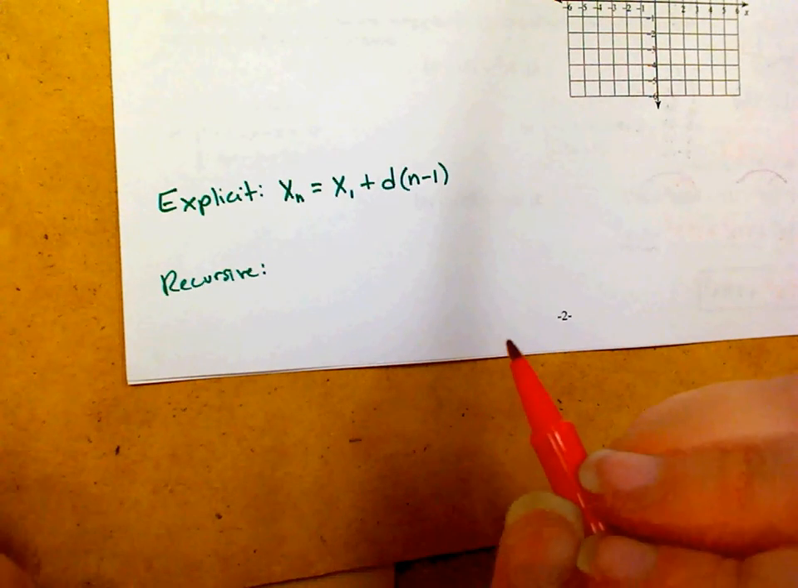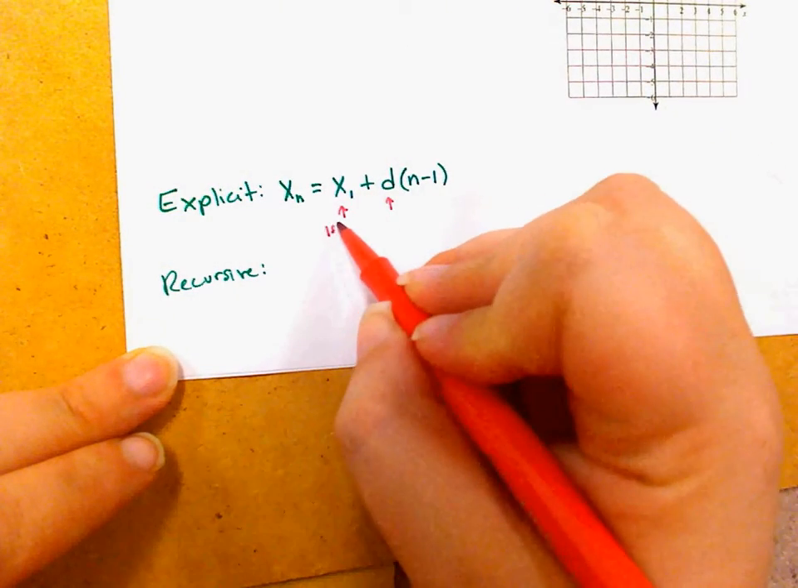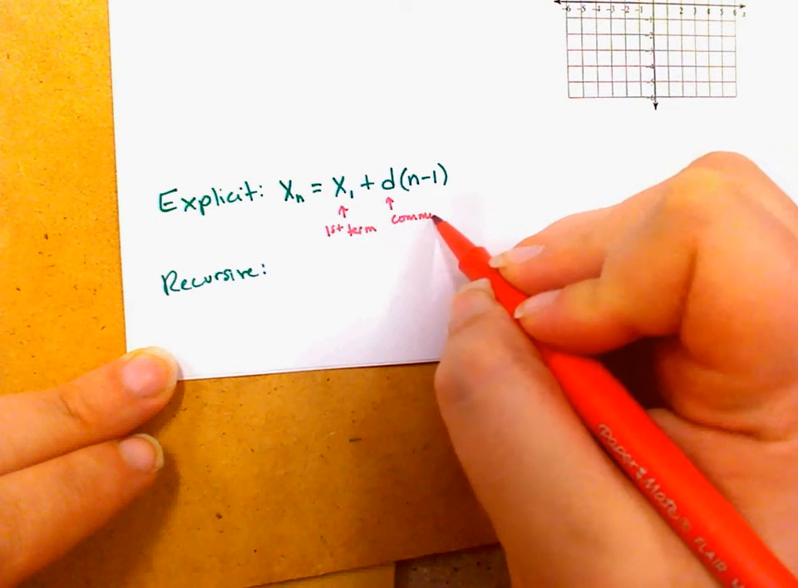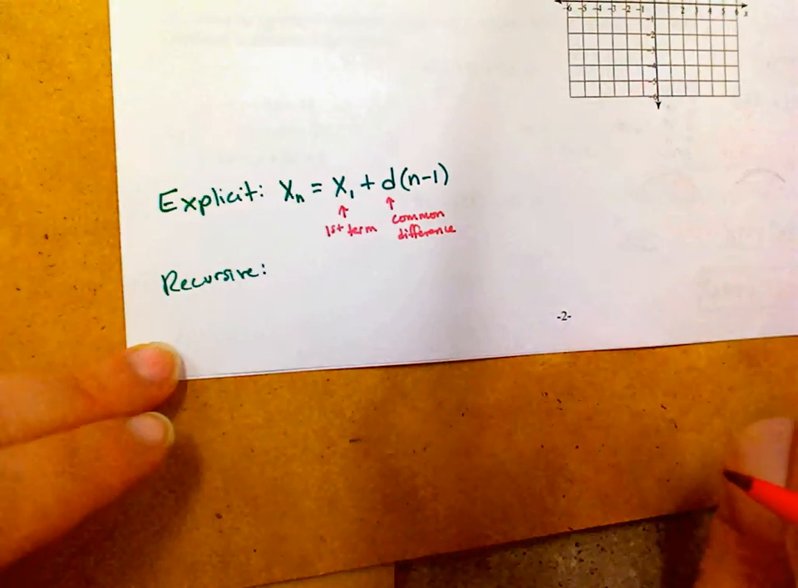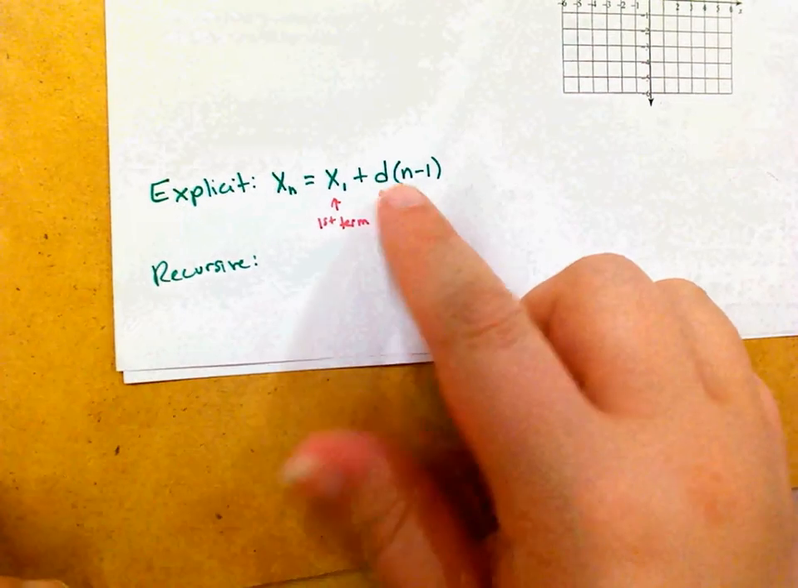Okay, this is the first term, and that is the common difference. Those are the only numbers you substitute in, okay? You don't make n anything else. You don't put x to the 43rd. You put x to the n for the formula, okay?